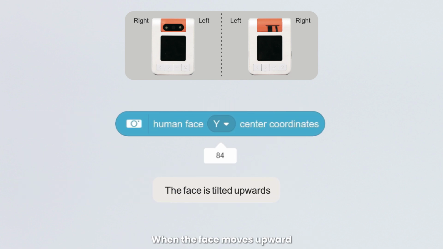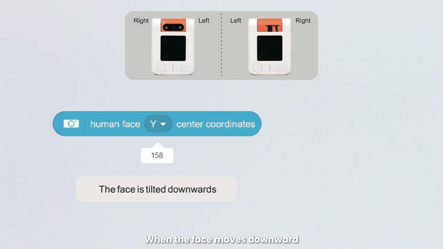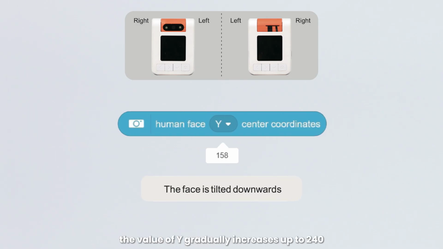When the face moves upward, the value of y gradually decreases to as low as 0. When the face moves downward, the value of y gradually increases up to 240.